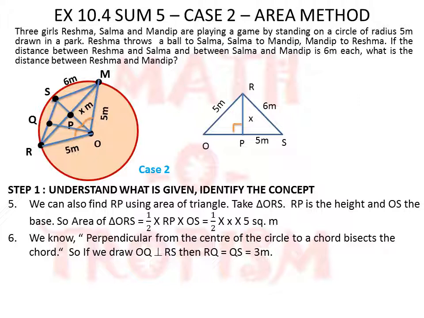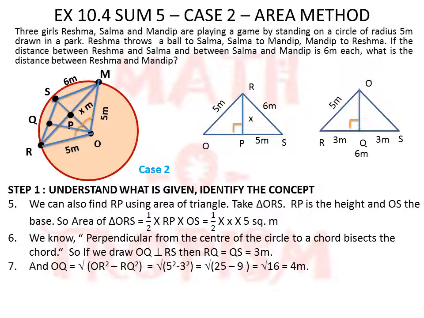Now I will draw the diagram separately for you to understand, where my vertex is O and RS is the base. OQ is the height which we need to find. I know that RQ is 3 and OR is 5. So by Pythagoras theorem, 3 square plus OQ square will give me 5 square. So OQ is the root of OR square minus RQ square, which is root of 5 square minus 3 square, so root of 25 minus 9, which is root of 16, which comes to 4 meter.